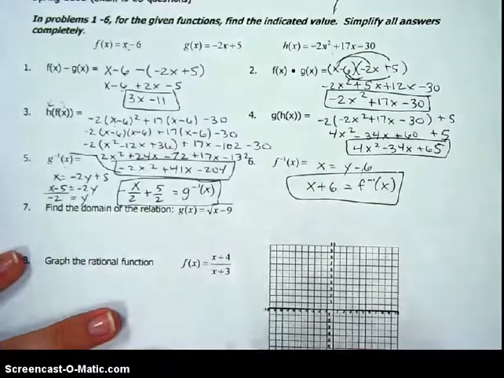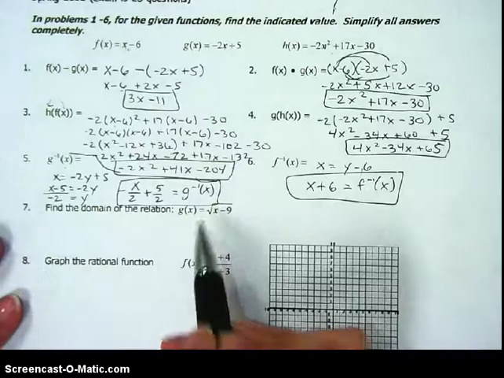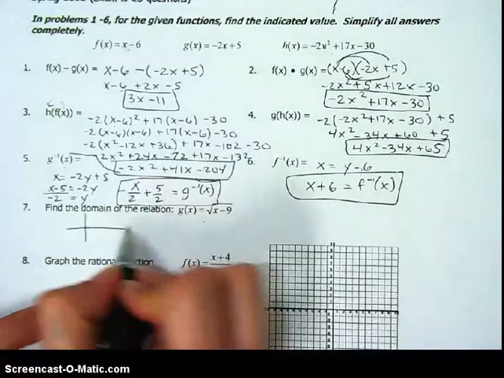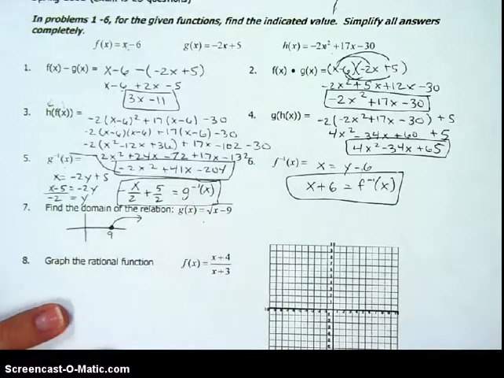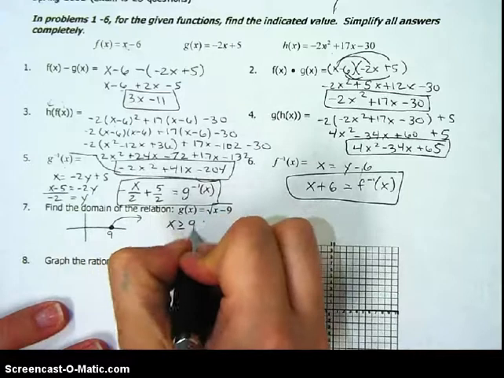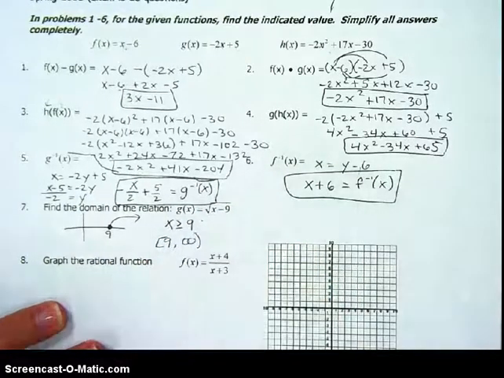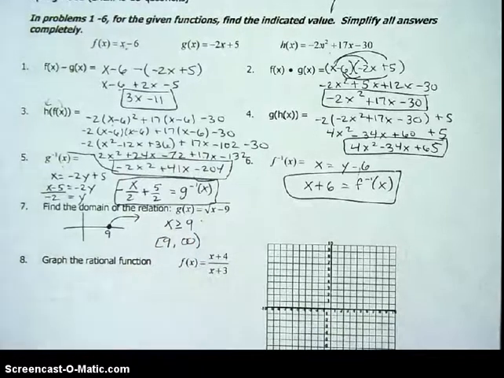The domain of g of x equals the square root of x minus 9. You can either remember that we can't take the square root of a negative number, or if you forget, you can look at the graph. When you look at the graph, it starts here at positive 9 and continues to the right. So we're looking at all x values greater than or equal to 9, or you can write it as 9 comma infinity. And it is including the 9, so we need the equal to or the bracket.